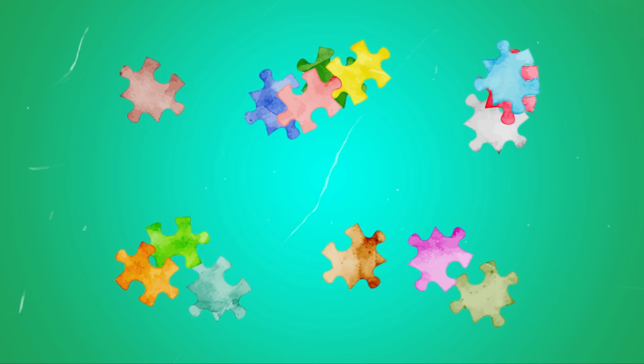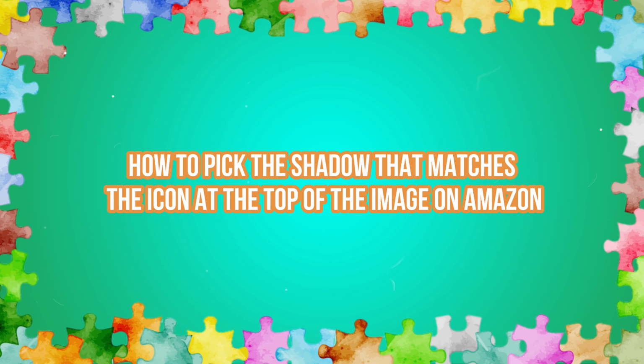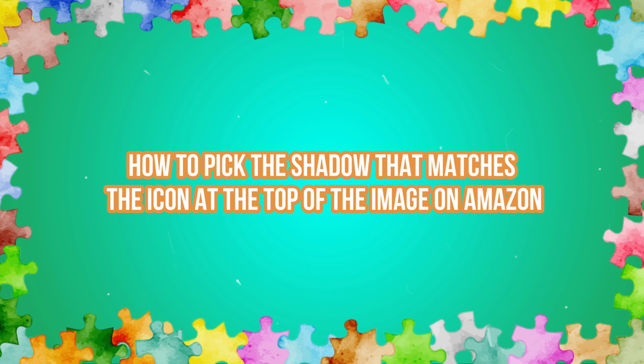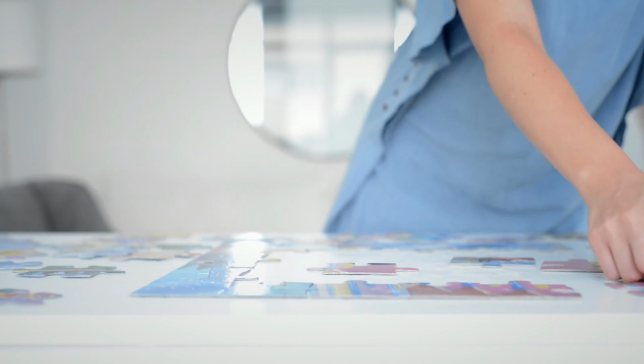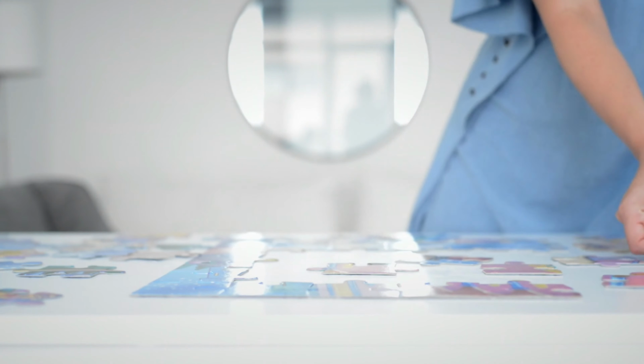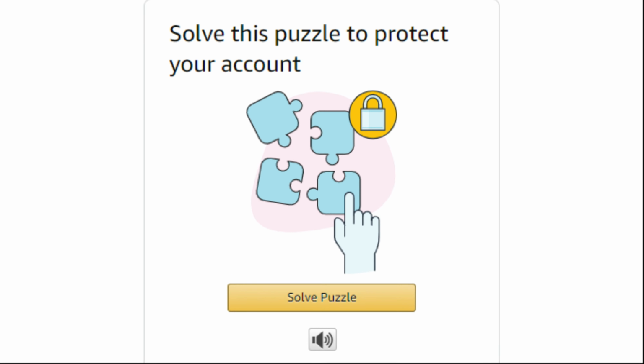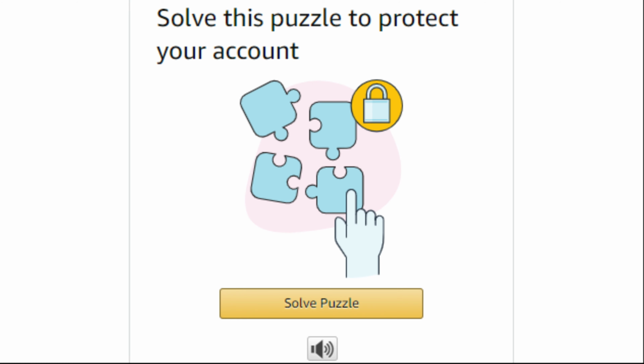This video will show you step by step how to pick the shadow that matches the icon at the top of the image on Amazon and how to easily solve the Amazon puzzle even if it feels like it's never gonna happen. What makes you think I couldn't solve the puzzle myself? I kept getting the message, solve this puzzle to protect your account when I tried to reset my password on the Amazon affiliate site. Yeah, but why me?